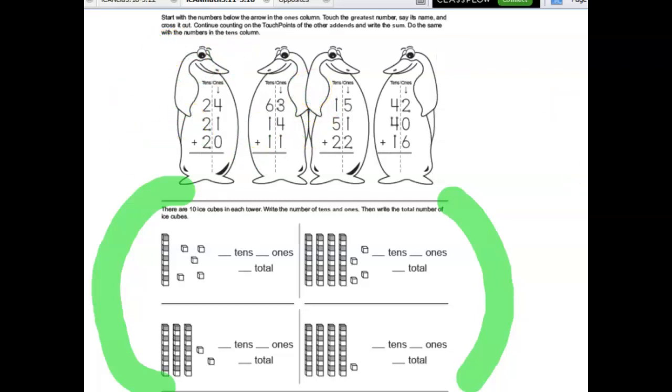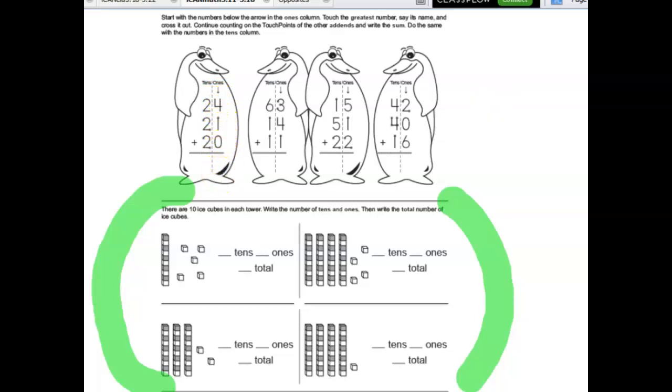I'm going to show you a sample of each of the problems and then you can try the rest on your own. So the top part says start with the numbers below the arrows in the ones column. See the little arrow right here? And we're going to add down using our touch points.